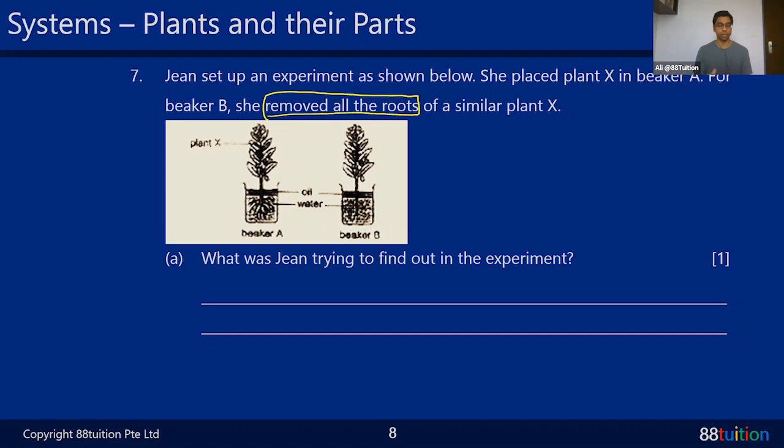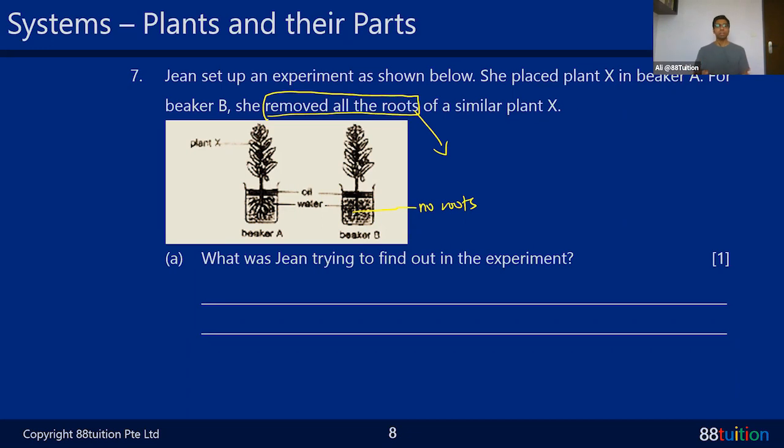This is taken from somewhere, so the picture is not clear. So you may think, oh, both of them have roots. How can you say both don't have roots? But the question is very clear. It says remove all roots. So there are no roots here. Just take note. So if there are no roots, Jean, what was she trying to find out?